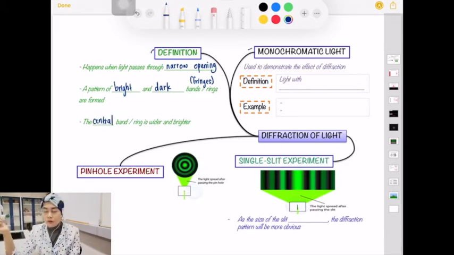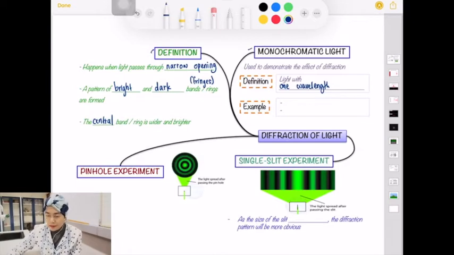Okay, so now let's look at the definition for monochromatic light. When we talk about monochromatic light, mono means one. So that means light with only one color, one wavelength, or one frequency. Any of these three will be accepted as your definition, but usually we will say light with one wavelength. An example would be lasers.